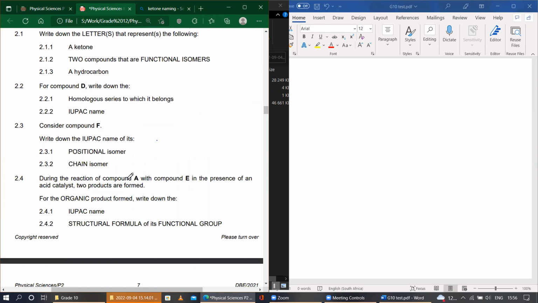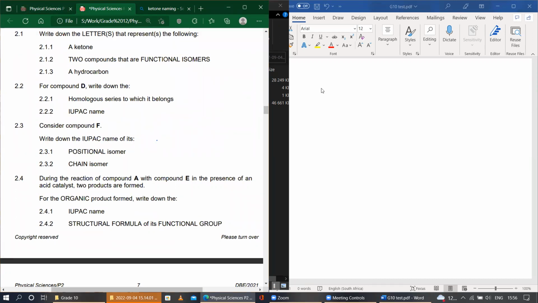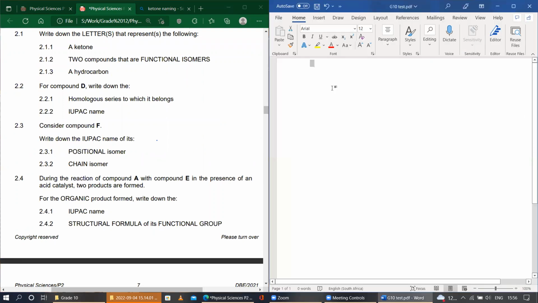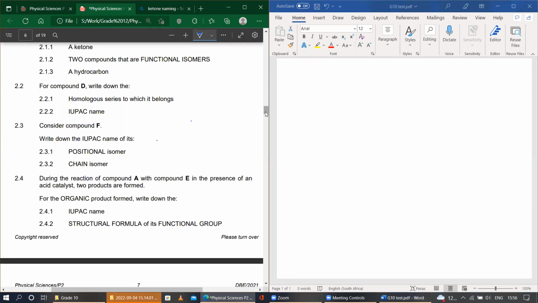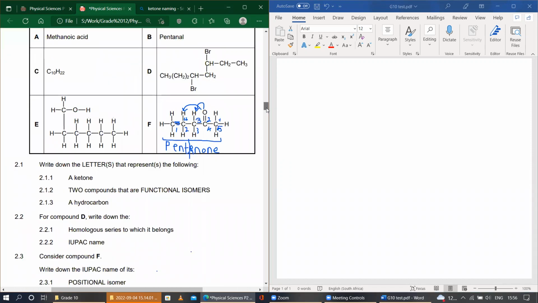But now they want the chain isomer. Do you know what is meant by chain isomer? No, sir. So basically, this is the straight chain, right?